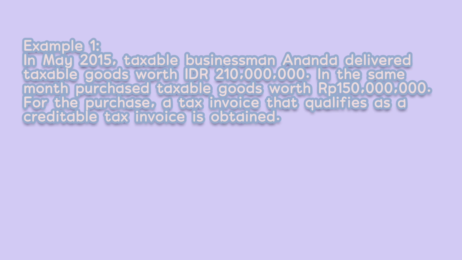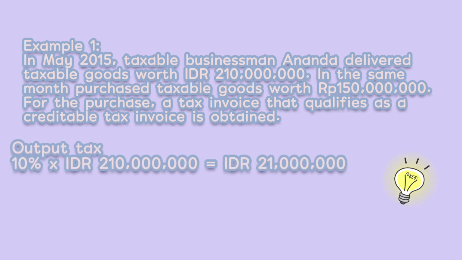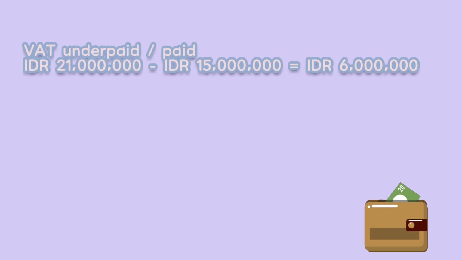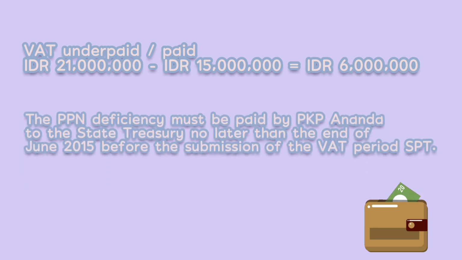So first, we have to know how much is the output tax and how much is the input tax. Output tax equal to 10% multiplied by 210 million rupiah equal to 21 million rupiah. And input tax is 10% multiplied by 150 million rupiah equal to 15 million rupiah. VAT underpaid is 21 million rupiah minus 15 million rupiah equal to 6 million rupiah. The VAT deficiency must be paid by taxable entrepreneur Ananda to the State Treasury no later than the end of June 2015 before the submission of the VAT period SPT.